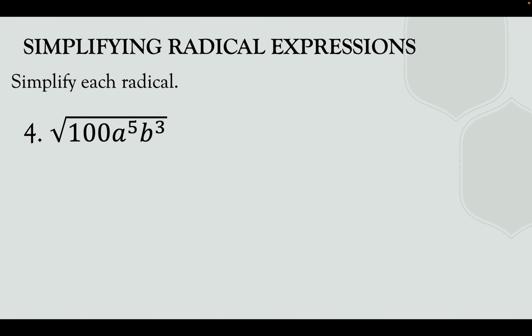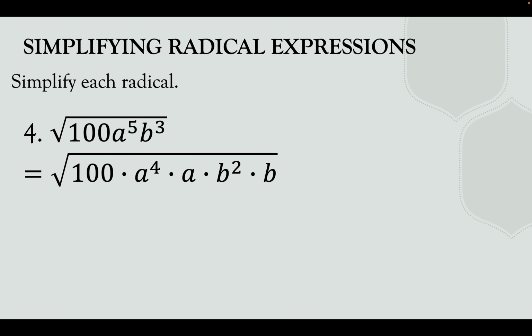Example number 4, we have square root of 100 a raised to 5 b cubed. So just simplify this one. Since 100 can be simplified, we have square root of 100 times a raised to 4. Factor a raised to 5, we have a raised to 4 times a. And then factor b cubed, we have b squared times b.